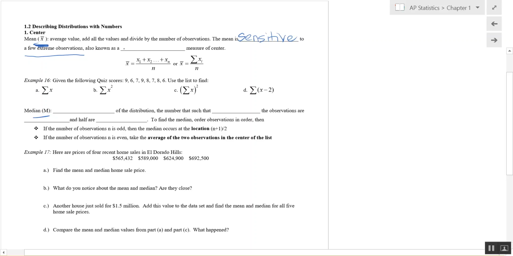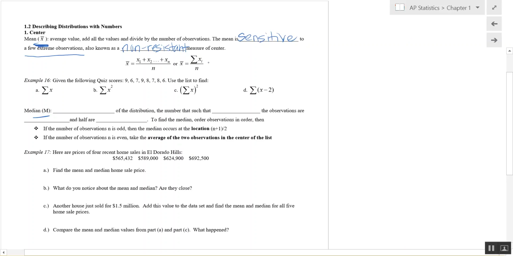It's also known as non-resistant. It's a non-resistant measure of center, because if you throw in an extreme data observation, then it can drastically change the mean. So it's non-resistant. Okay, here's the formula. x bar equals the sum of the values over n. You can also use summation notation to describe that.